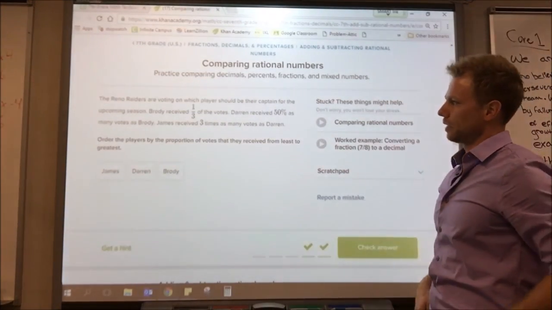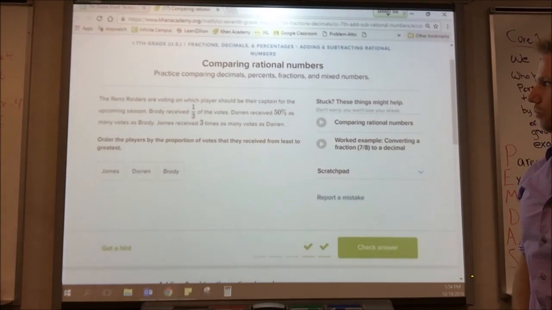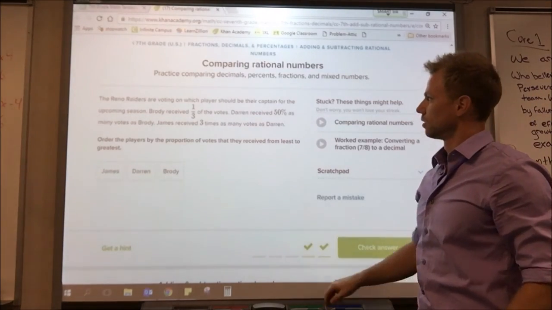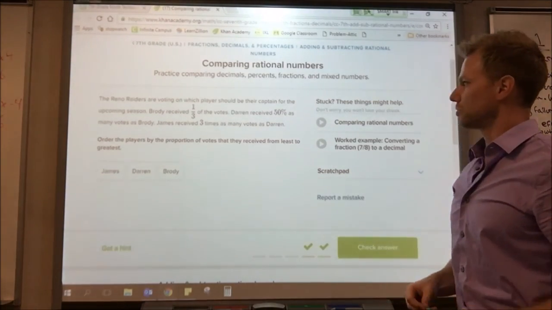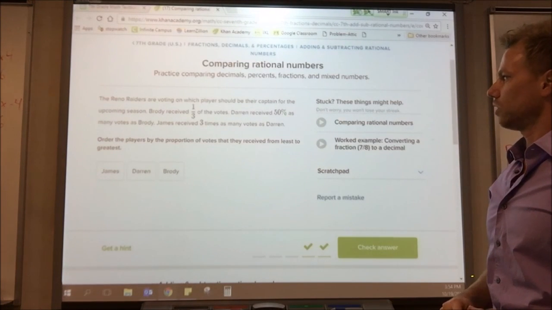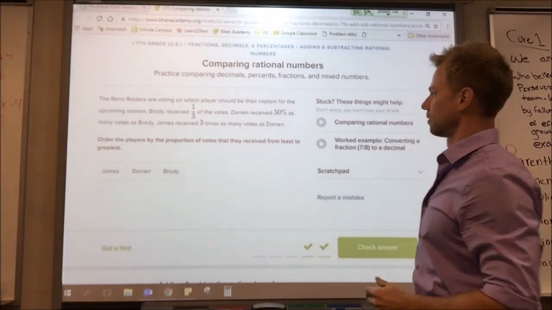We have a story problem here. It says the Reno Raiders are voting on which player should be their captain for the upcoming season. Brody received 1/3 of the votes. Darren received 50% as many as Brody, and James received 3 times as many as Darren.